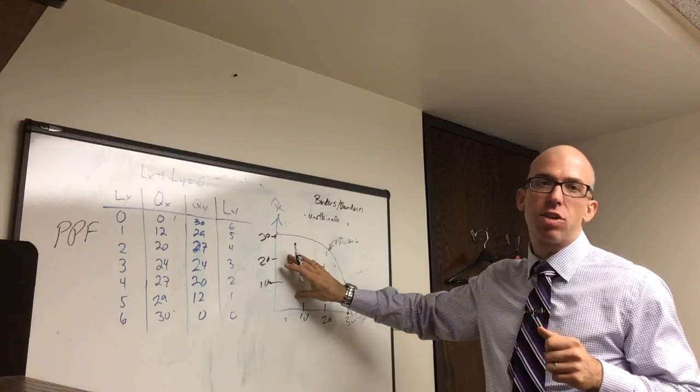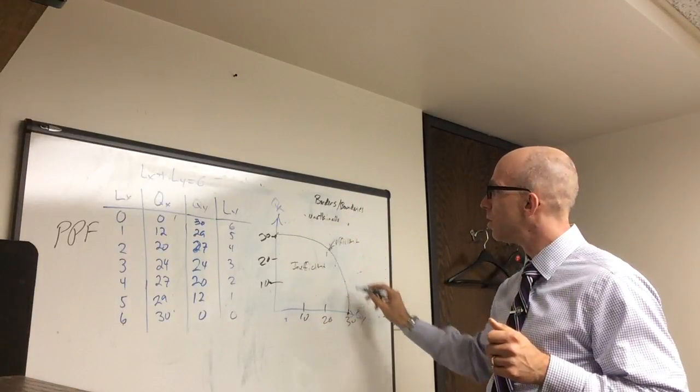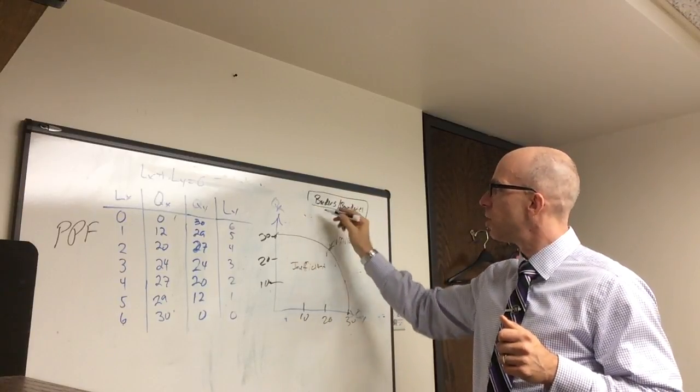You don't want to be inside because you're wasting resources, and you can't be outside. But anywhere you want on here is fine. So this gives borders and boundaries. Another thing that it gives you is trade-offs.